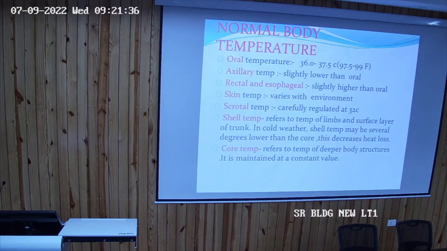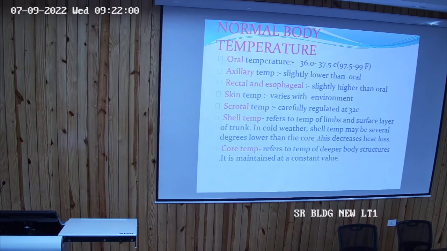Shell temperature refers to the temperature of the limbs and surface layers of the trunk. So depending on environmental conditions, the shell temperature will vary. If the environmental temperature is high, that is in summer, the temperature of the skin will be more. In case of winter, it will be less.